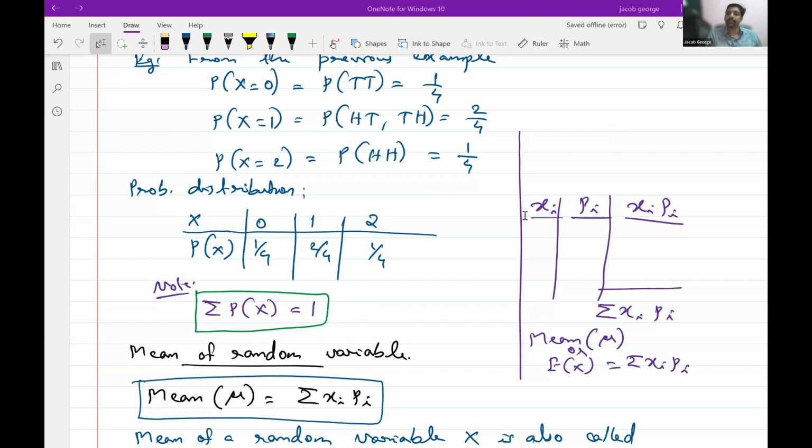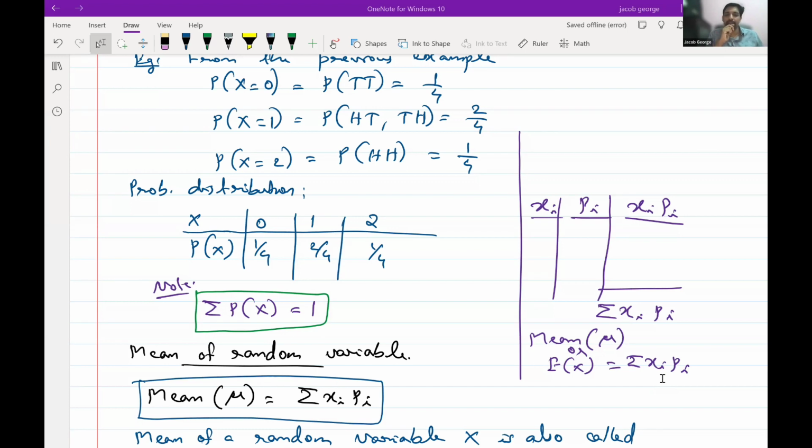Okay, mean of random variable. That is the last topic of probability. Mean is sigma xi Pi. So if you know random variable and probability, just multiplication is enough to find out the mean and then adding those multiples. So what is mean?